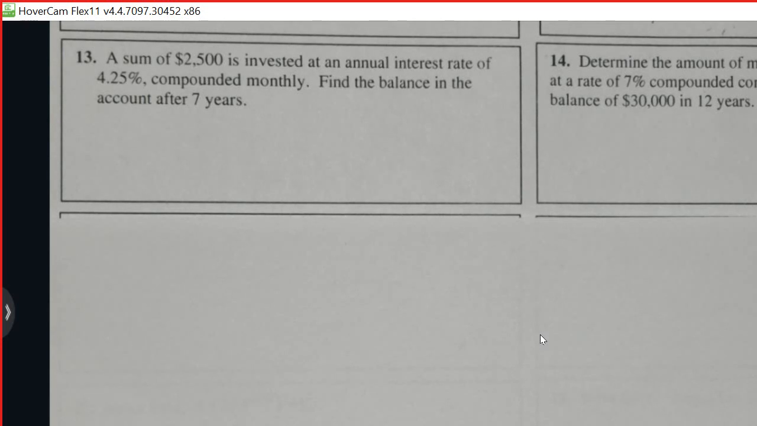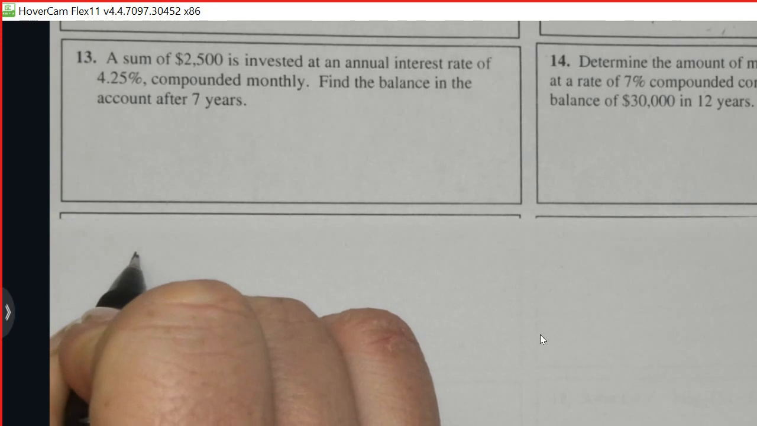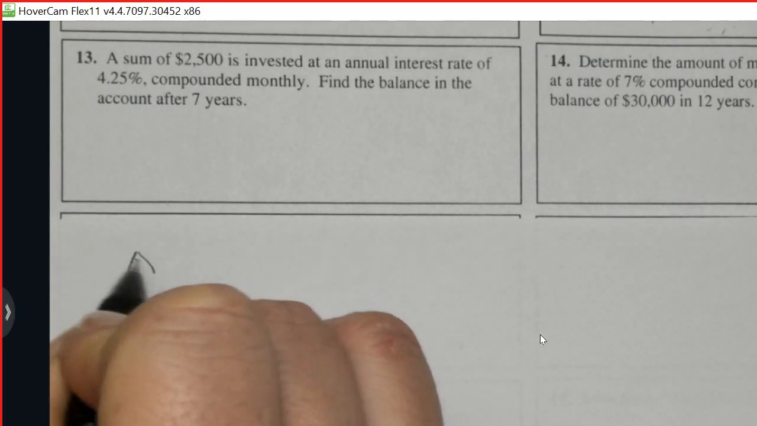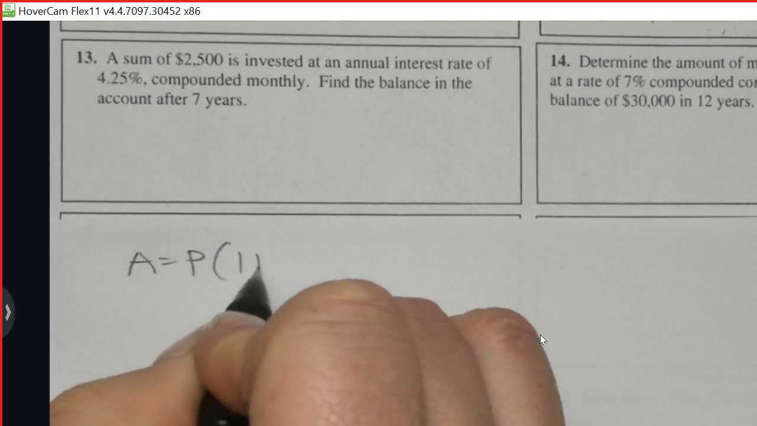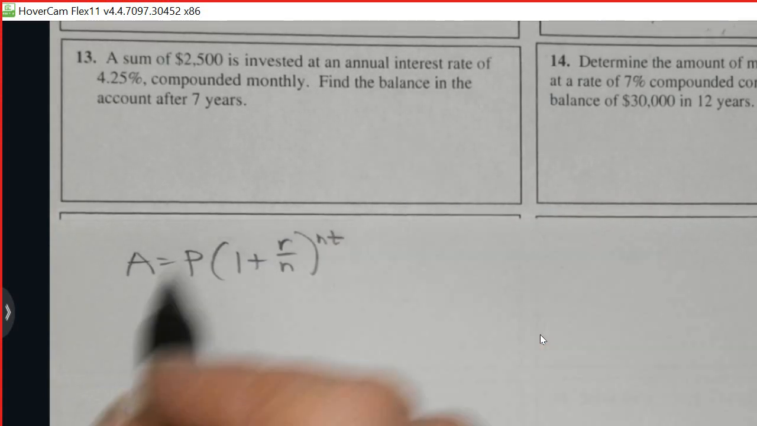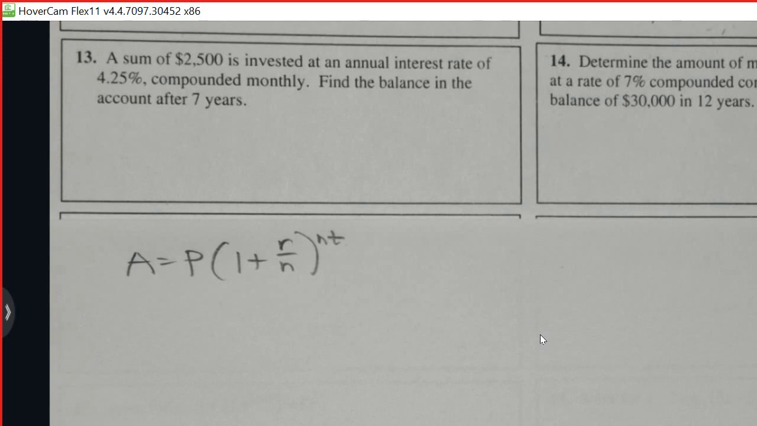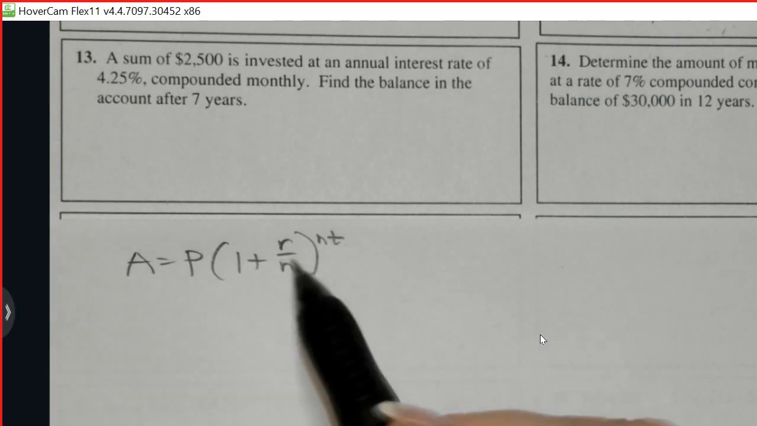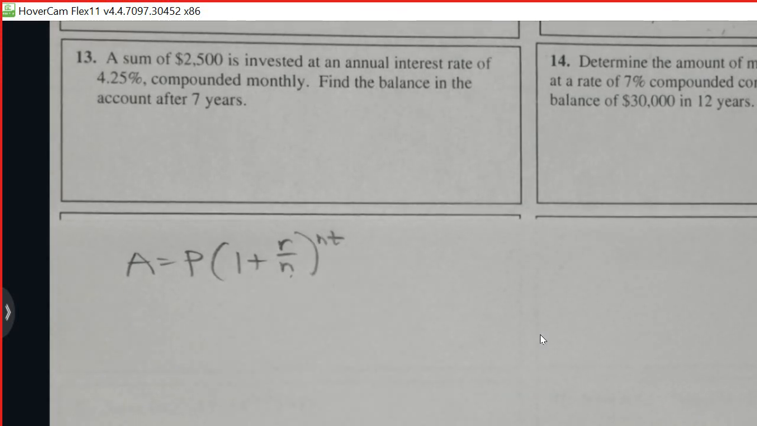So looking at problem number 13, know that I will put the formulas on the board. I will not tell you how to use them, but I will put these formulas on the board. Okay, I choose to use this all the time. Anytime they talk about continuously compounding, that's when I replace the Ns with 9, 9, 9, 9, four nines. But you can also use the other formula if that's what you prefer.